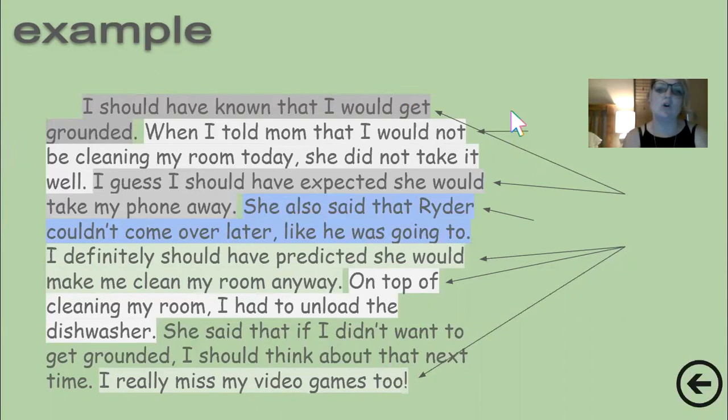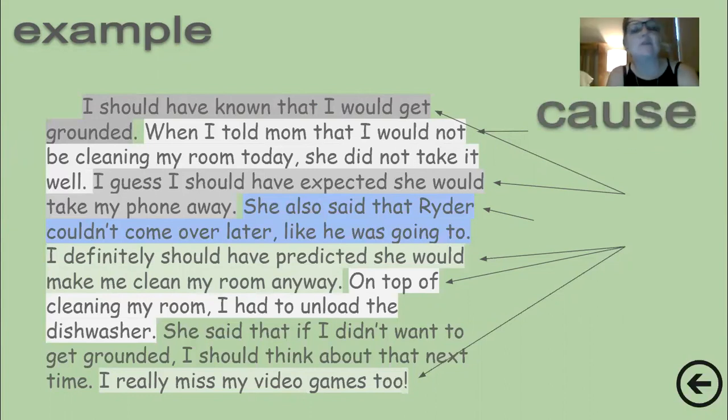Okay, so we just have all these pieces of this. So let's go ahead and see what's next here. I'm gonna go ahead and move myself. So we have the word cause and we have an arrow pointing to something. So let's see.